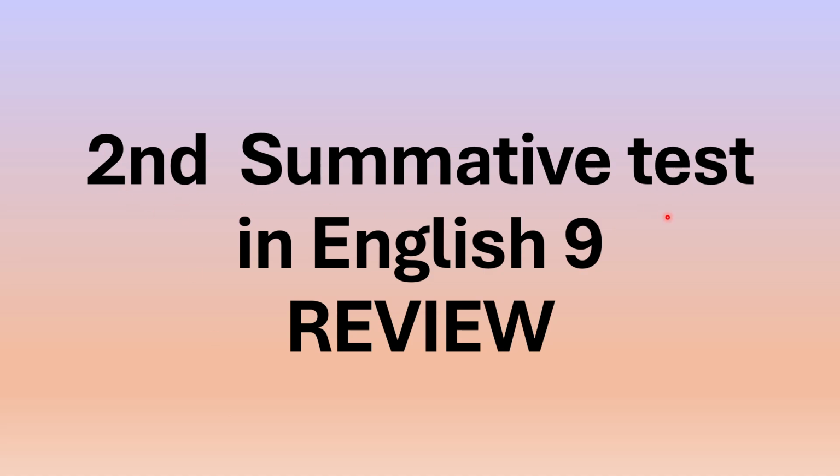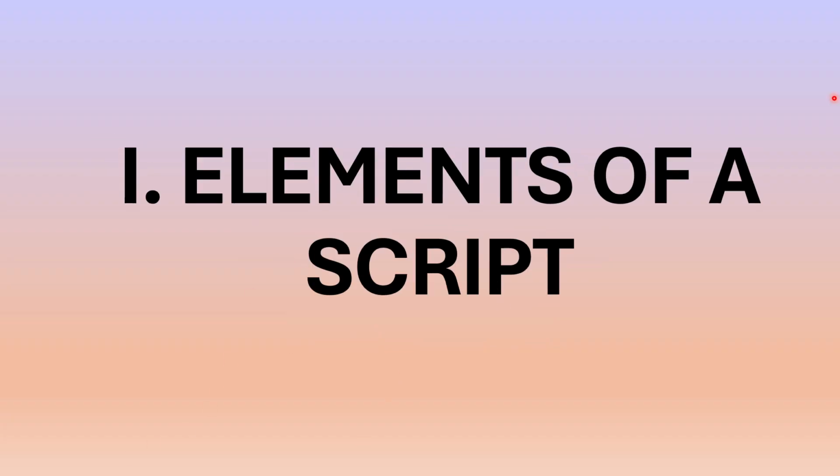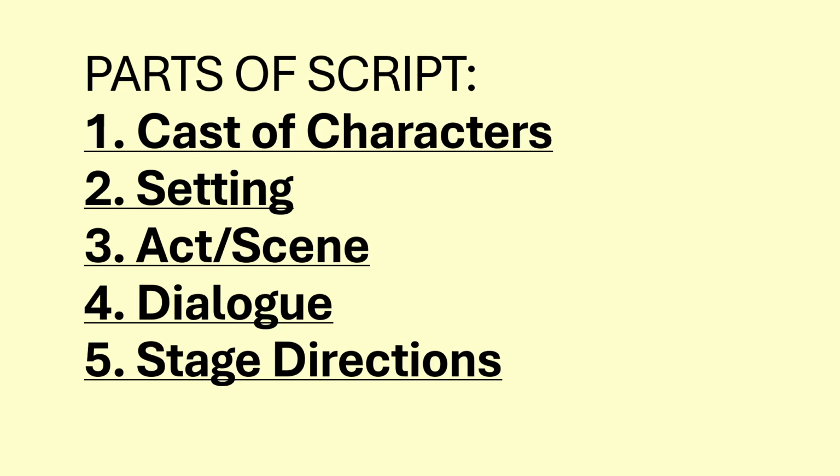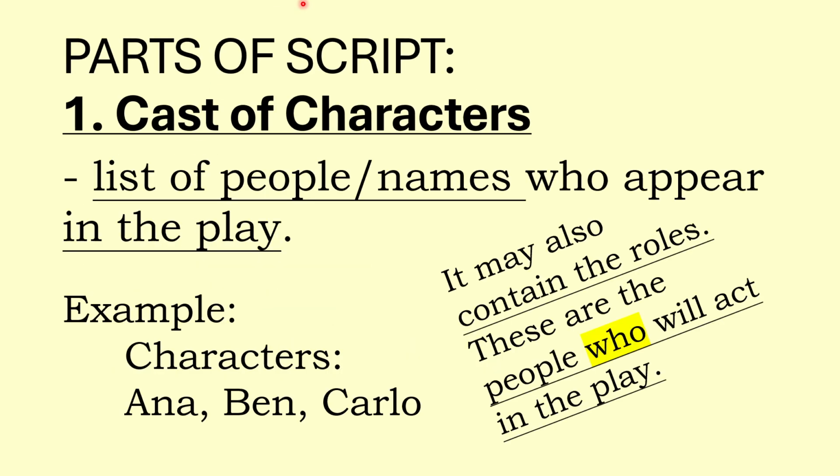Here is the second summative test, English 9 review. So there are 3 parts of the review. The first one is the elements of scripts. There are 5 of them: cast of characters, settings, act and scene, dialogue, and directions.